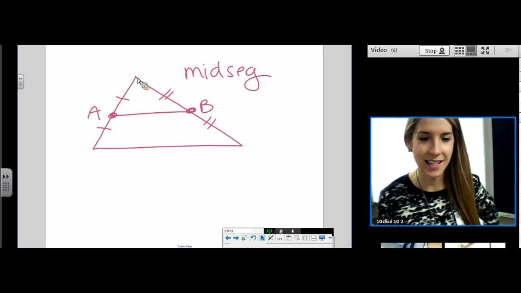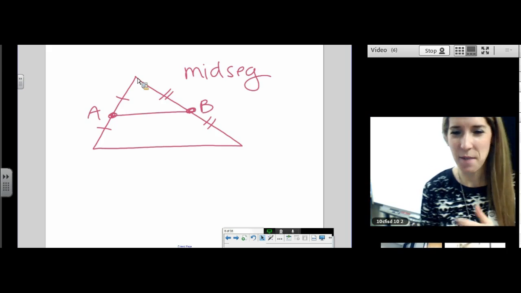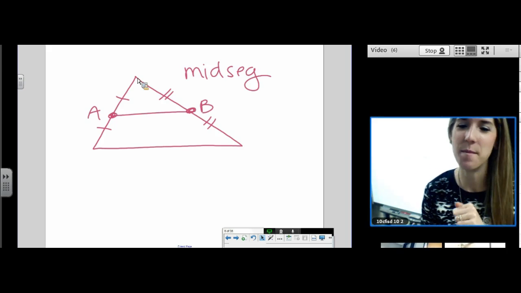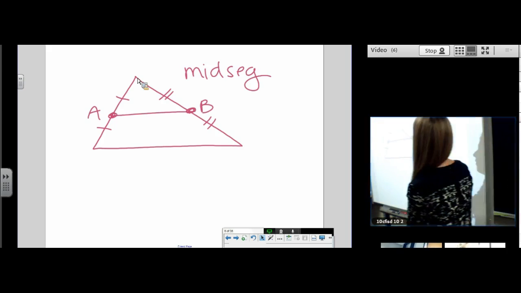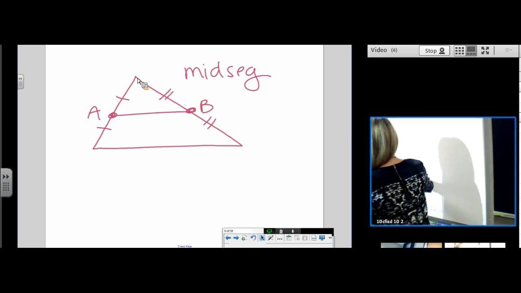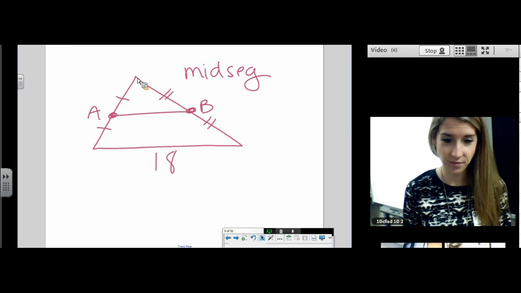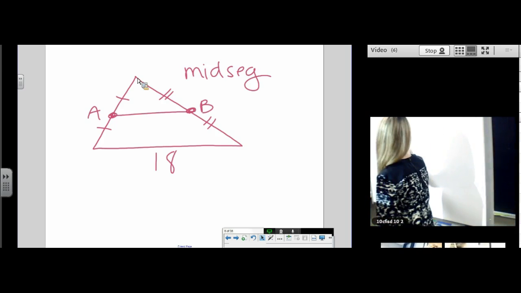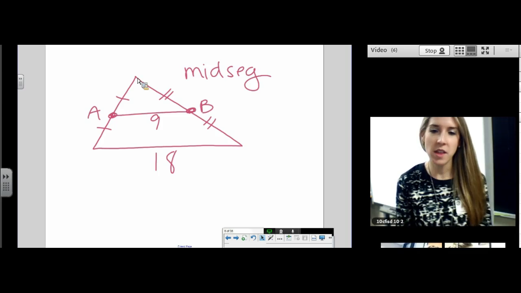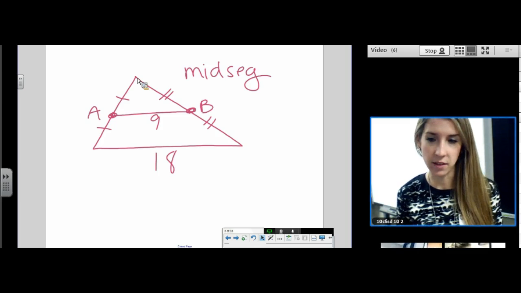And how is it related to the base? Good job. In my picture, it doesn't look like it. I didn't put that in the middle. But it is half of the base. So if the base is 18 units long, then AB is 9. So the length of the midsegment is half the length of the base.